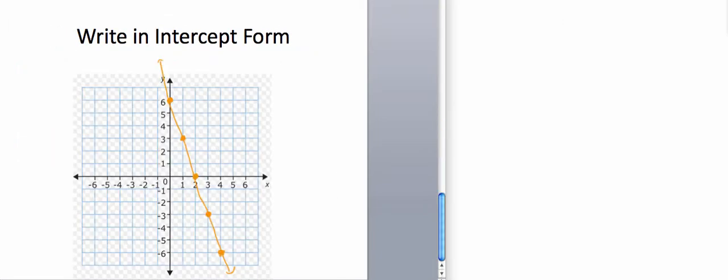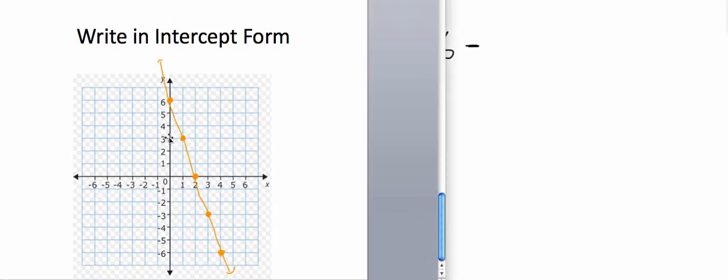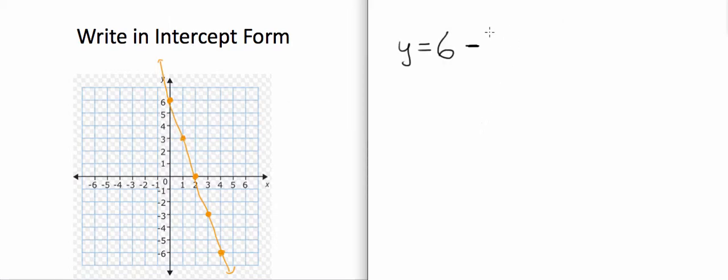Now they'll also say, write this line in intercept form. So when we write lines in intercept form, we are looking for where it crosses the y-axis. That's that first value. The y-axis, it crosses here at a +6. So that's where we have our starting value. And if you look at it, this line is going down, so that means our slope here is going to be negative, and it goes down by 3/1 each time. 1, 2, 3/1.